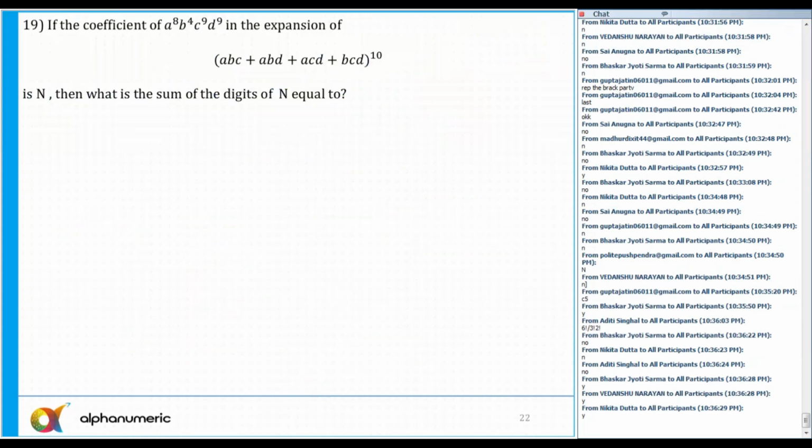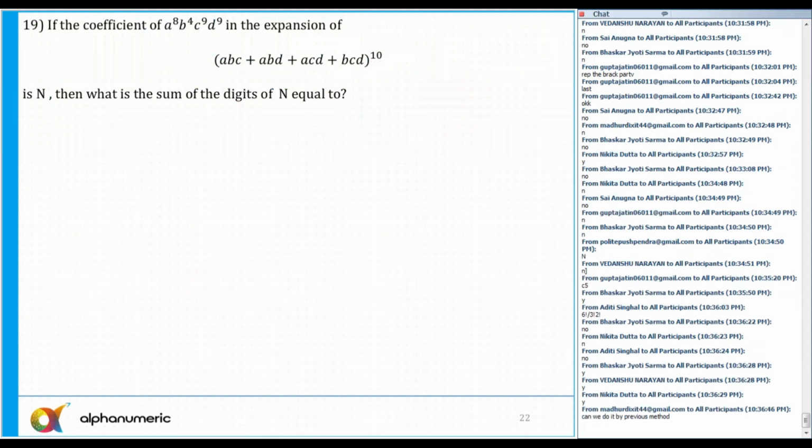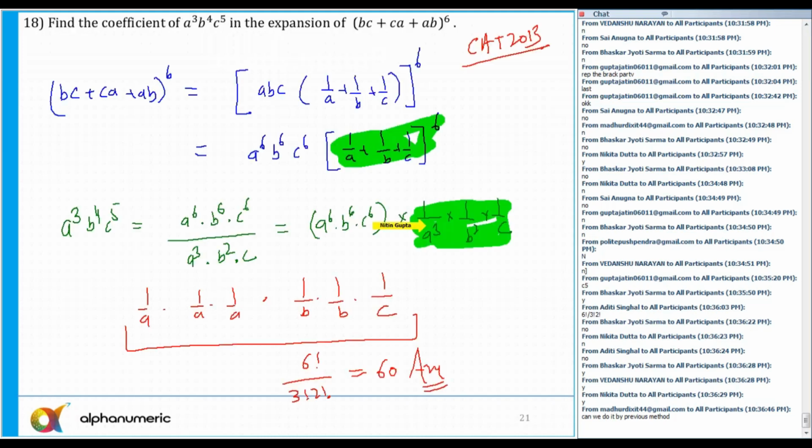Try this. Basically, we need to find out the coefficient. Yes, of course you can do it. Try it at home. That is homework for you. You just need to check which combination will give me this. I need the power of A as 6, so how can it come? Power of B is 4, power of C is 5. So what combination can give me this?